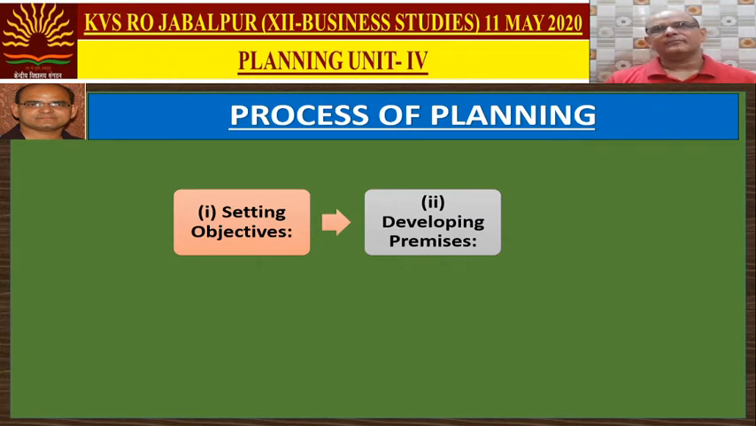For example, I am going to launch a new product. As soon as I launch the new product, my competitors will rise. There will be an effect of introducing that product in the market on my competitors as well. So the competitors will launch a new product that will give tough competition to my product, and I will have to be prepared for that competition. So this is called developing the premises.